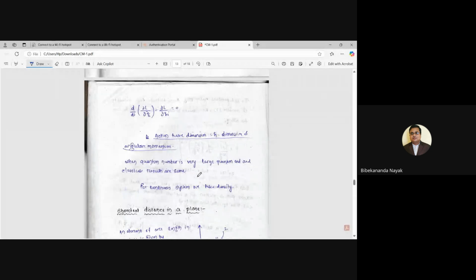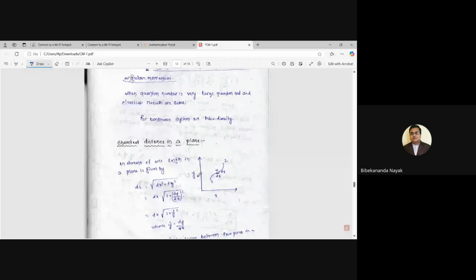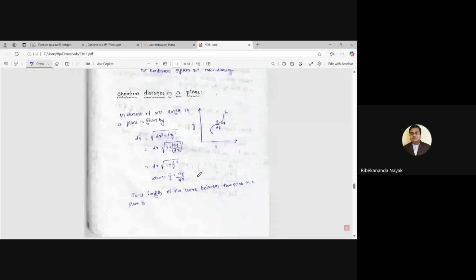By using this, we can find the shortest distance in a plane. What is the shortest distance between 2 points? Let's say sometimes this is asked in your examination. What is the distance between 1 and 2 in a plane? Okay, plane means 2 dimensions. There are 2 coordinates, x and y.